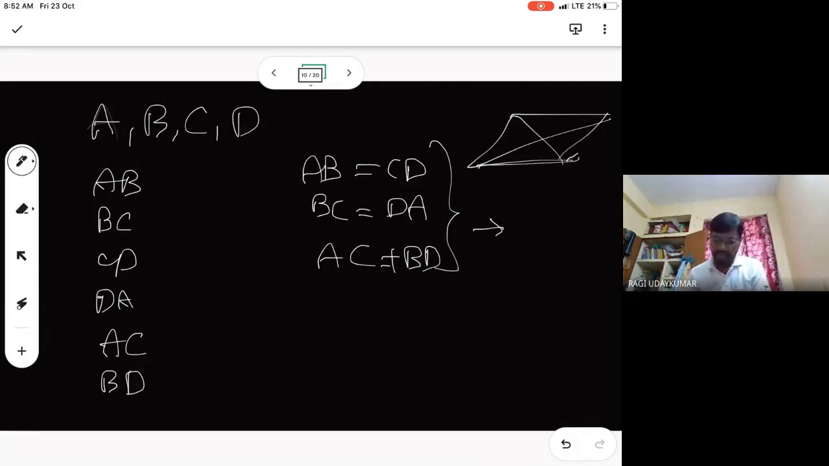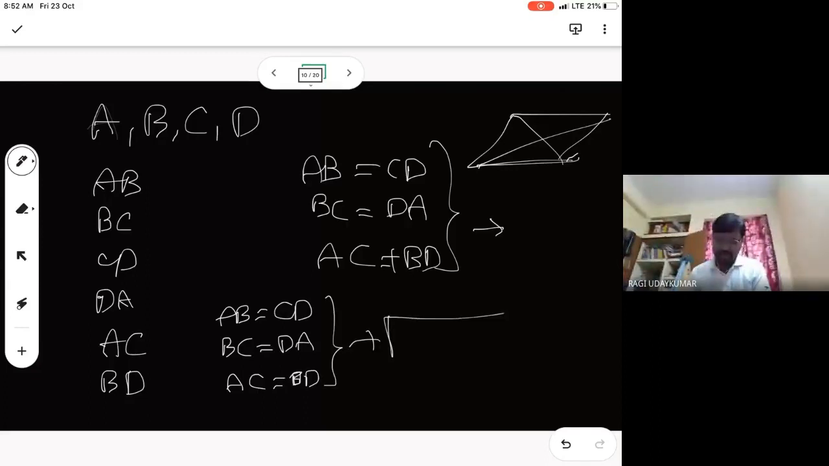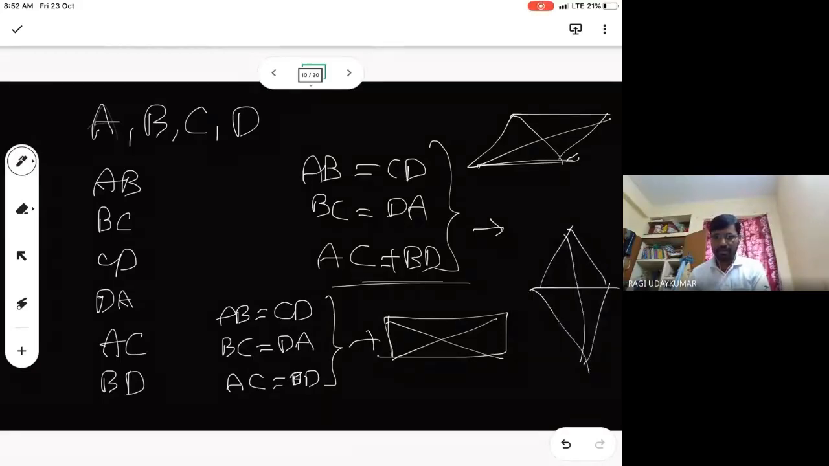If you get AC equal to BD, ये equal आया है. AB is equal to CD आया, BC is equal to DA आया, and AC is equal to BD आया. Then in this case it is a rectangle. Rectangle में diagonals length equal होता है. Like that, all the sides equal आया है, AC, BD not equal आया, then it may be a rhombus, because rhombus में ऐसा होता है. Diagonals length देखो ये बड़ा है ये छोटा है, but all the sides are equal.